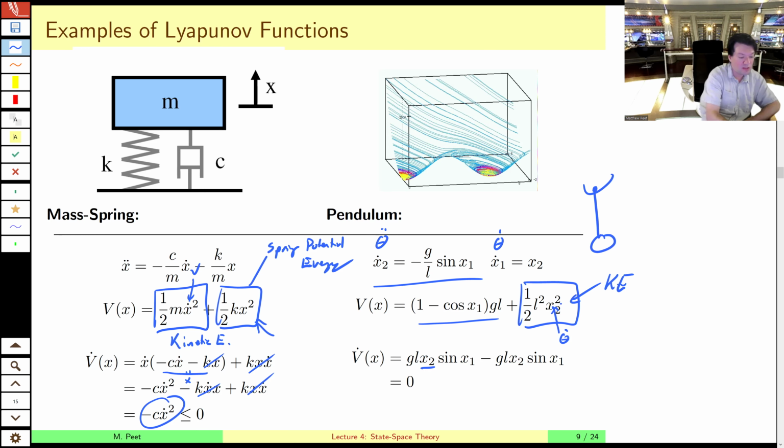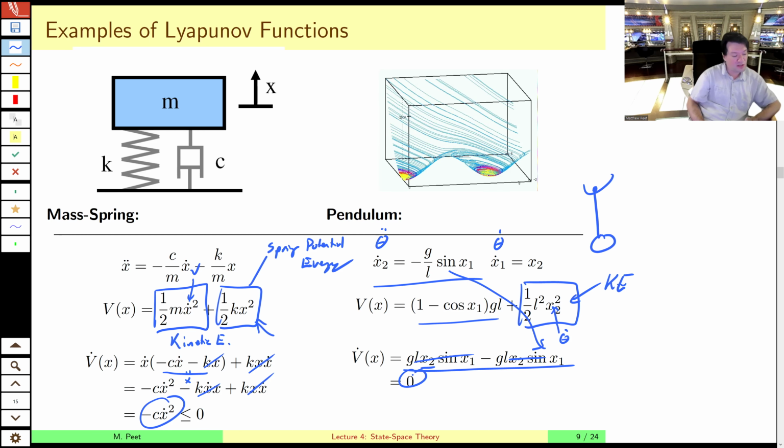And we take the derivative of this. 2x dot is, then we plug in for the mg sine x1. And because we've chosen these wisely, and this is an energy conserving system, these two terms cancel out, and we just get 0. So V dot is 0.